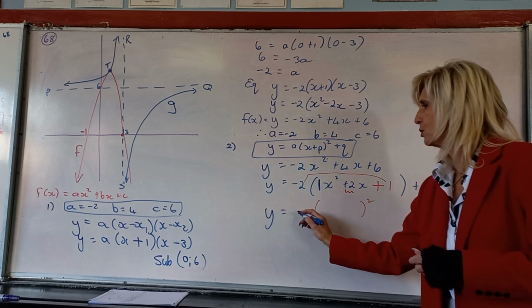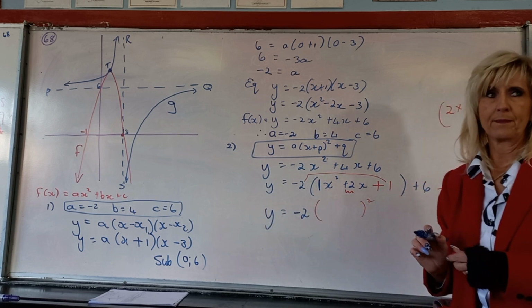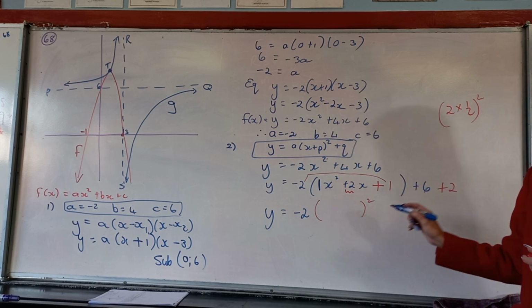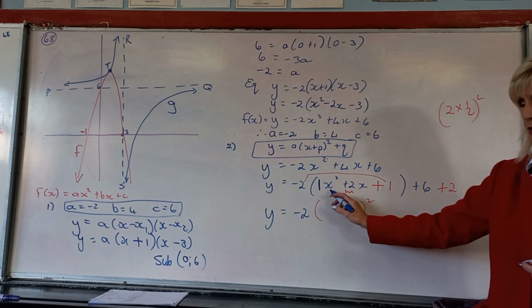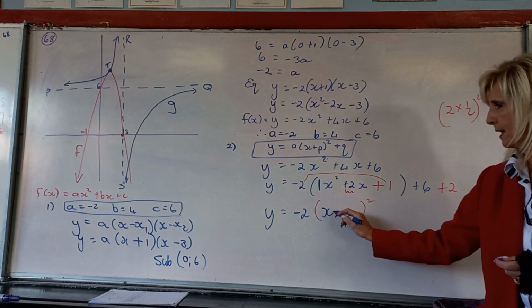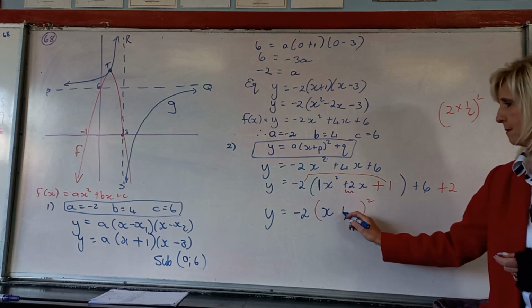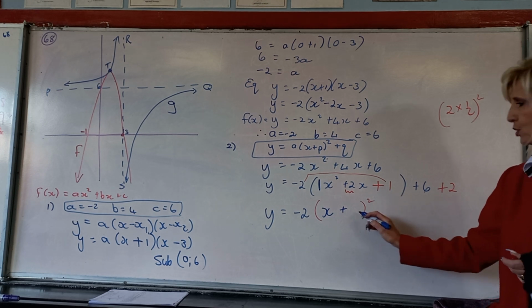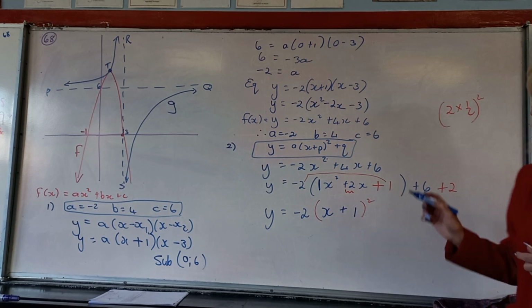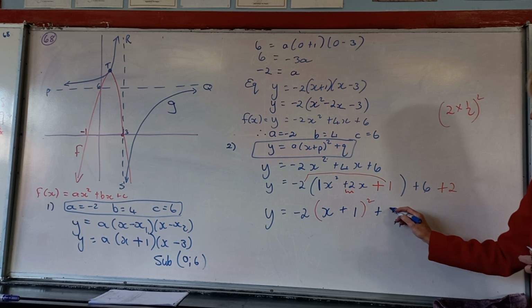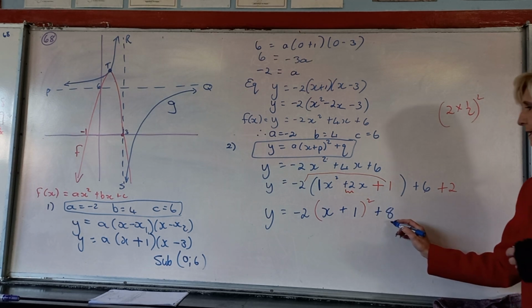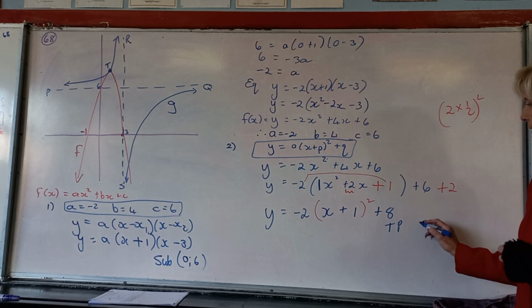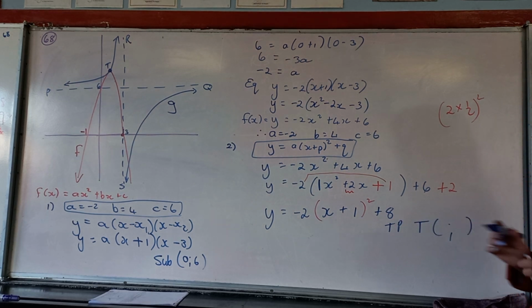Y is going to be equal to that. Negative 2 stays there. Then we complete the square. What's the routine? First you get the square root of x squared, which is x. Then the sign, which is plus. Then the square root of 1, which is 1. Then we go to this side, and the answer there is plus 8. What have I just achieved? That the turning point, and it's called T, is? 1 and 8.